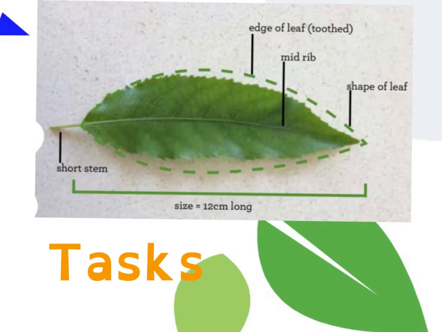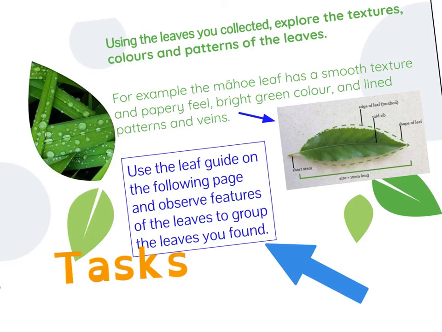And here is a bit more of a close-up of their description. So here you can see the shape of the leaf. You can see the veins that they're describing. And you can also see here we learnt about the edge of the leaf. And you can see that it is tooth-edged.